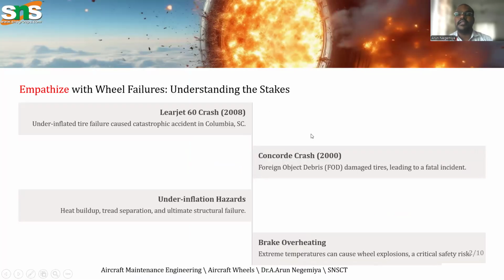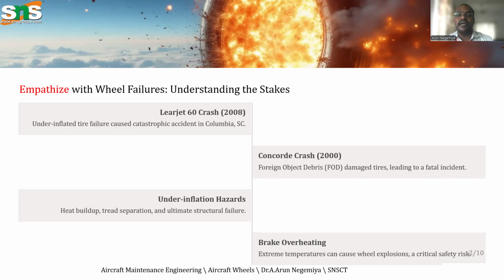So the first one is the empathize part. In the empathize part, we look at what failures happen and when they happen due to aircraft wheels. The first one is the Learjet crash in the year 2008. That failure happened in Colombia due to wheel alignment failure and a burst tire. These are the reasons this failure happened.